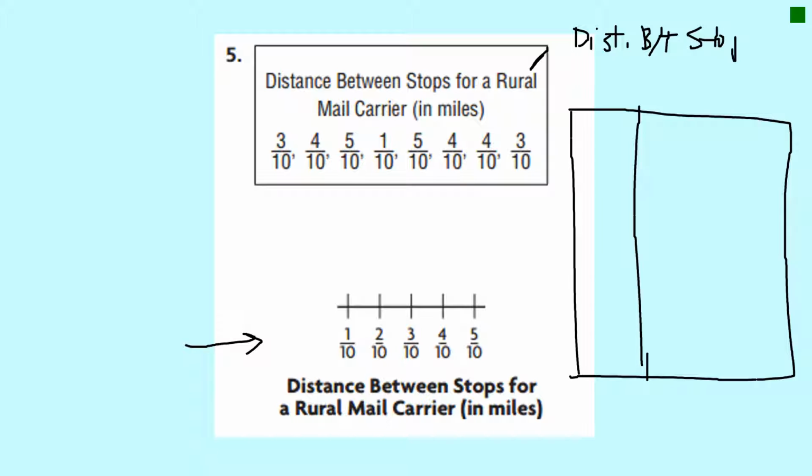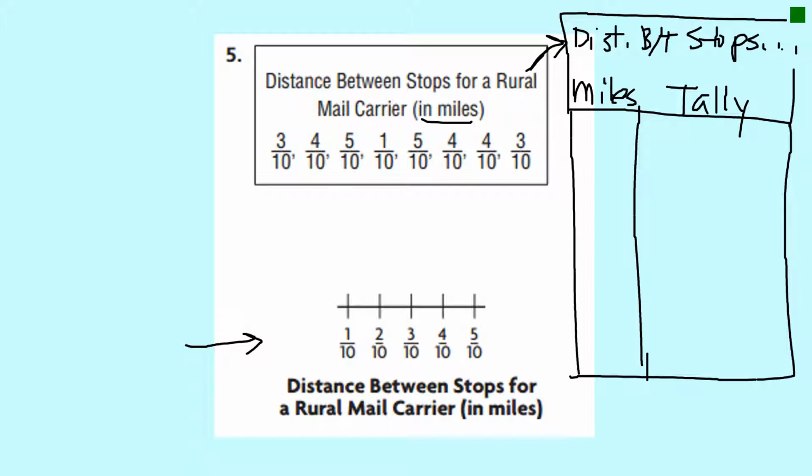Stops. Now, on yours, write for a rural mail carrier. Write the whole thing, okay? And it says in miles. So this is going to be miles. And then the other part is going to be for the tallies. So tally. So you guys copy this groovy title up here. I just don't have space.